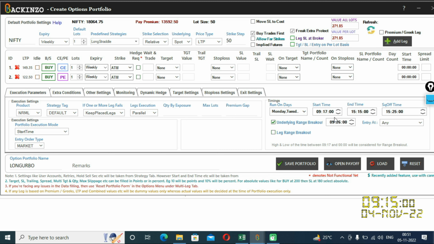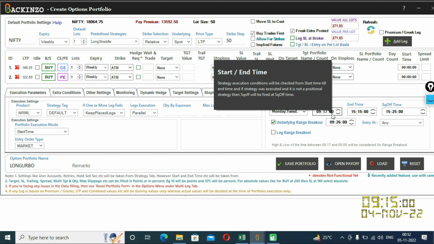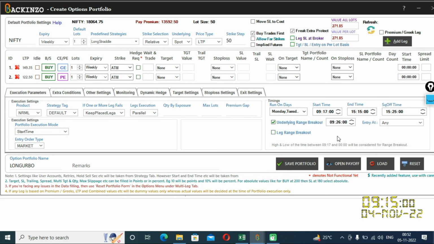This underlying range end time should be at least 1 minute more than the start time. For example, if the start time is set at 9:17, then the underlying range end time should be set at least at 9:18, 1 minute above the start time. Suppose portfolio start time is 9:17 and the underlying range end time is 9:26, as you can see. Then your range will start from 9:17 till 9:26 and the high and the low of that range will be checked. So this is about the range end time.